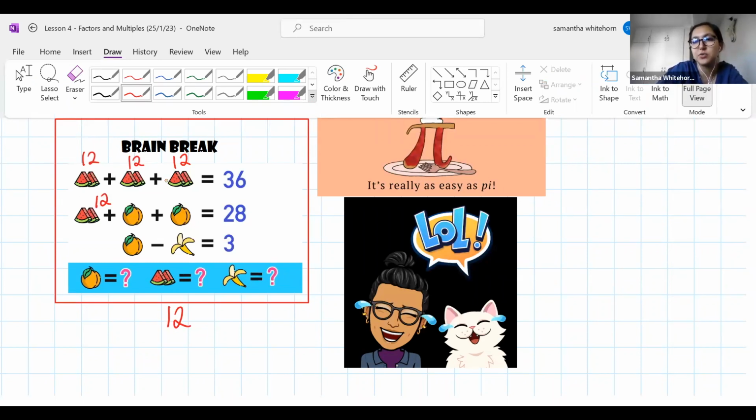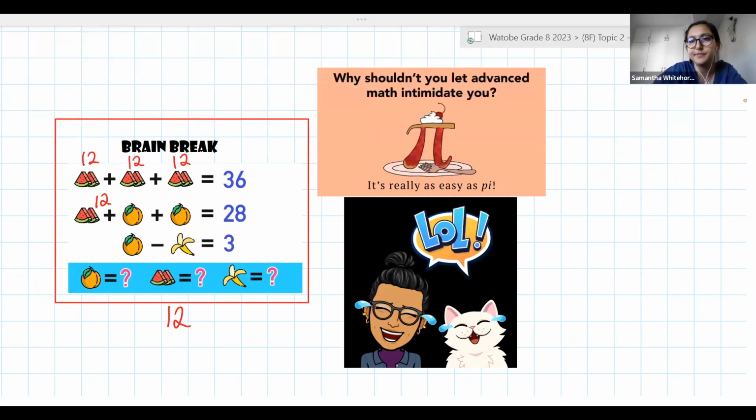Right, very nice. Gigi, do you want to try another one? So now that we know the watermelon is 12, basically, we minus 12 from 28. So if we minus 12 from 28, it's going to give us 16. So if we divide 16 by 2, it's going to give us 8. So the oranges are equal to 8.